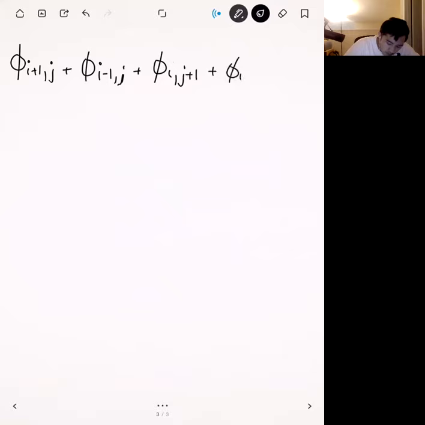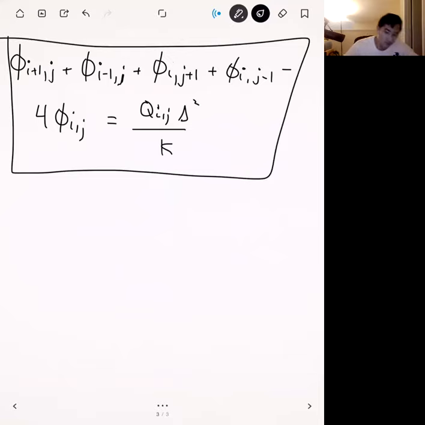And so in the end, what we get is the following. We get phi i plus 1 comma j plus phi i minus 1 comma j plus phi i j plus 1 plus phi i j minus 1 minus 4 phi i comma j is equal to q i comma j times delta squared, all divided by k. And this right here, this is our finite difference equation for 2D diffusion.